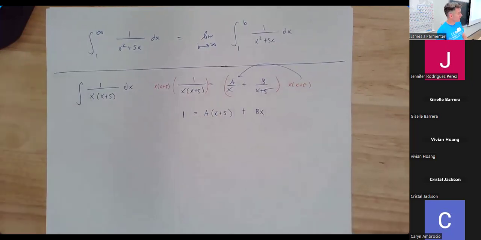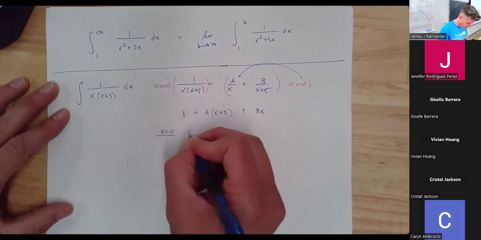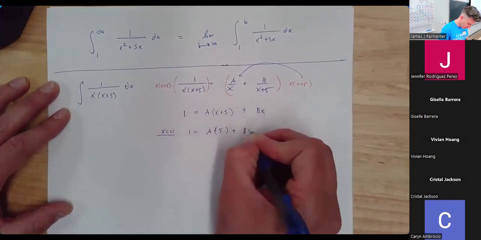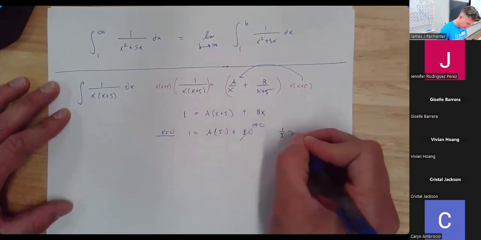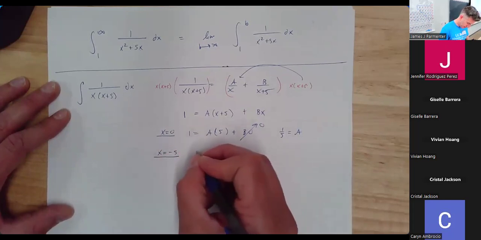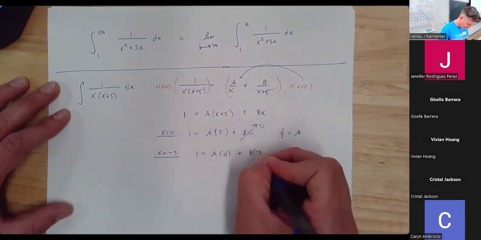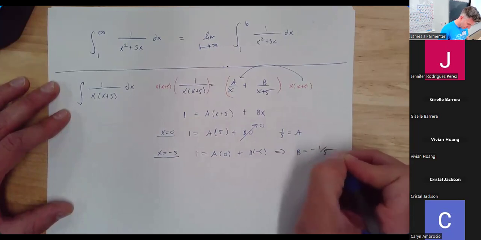And then here we can use the convenient values of x. I'm going to pick x equal to 0. I'm going to get 1 equal to A times 0 plus 5, plus B times 0. So A is 1/5. And then I'm going to pick x equal to negative 5. I'm going to get 1 equal to A times 0 plus B times negative 5. So B is negative 1/5.